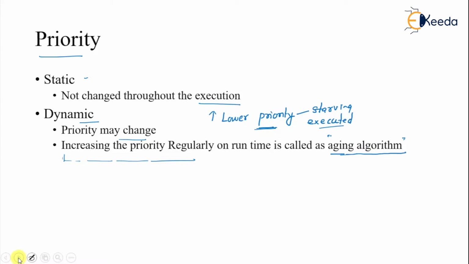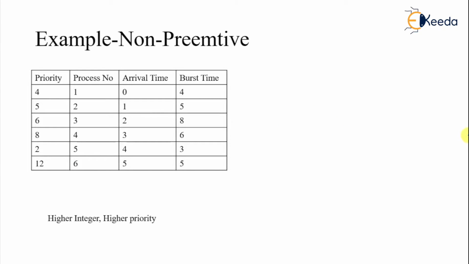I hope that's clear. Now this is an example of non-preemptive priority based scheduling, where the higher the integer, the higher the priority. We have 6 processes, P1 to P6, with priorities 4, 5, 6, 8, 2, 12. Arrival times are 0, 1, 2, 3, 4, 5. Burst times are 4, 5, 8, 6, 3, 5. Let's prepare the Gantt chart to see how exactly this will be scheduled.